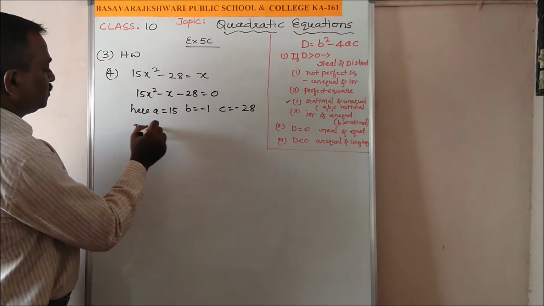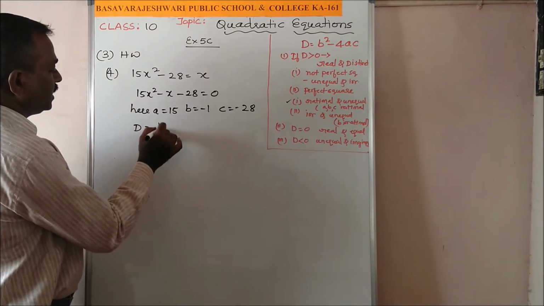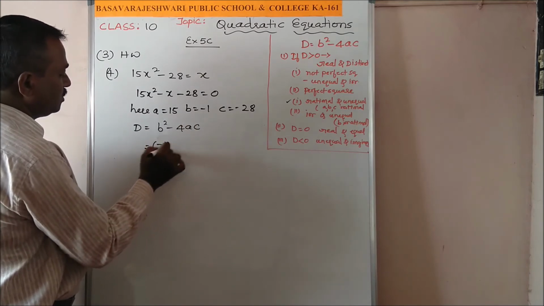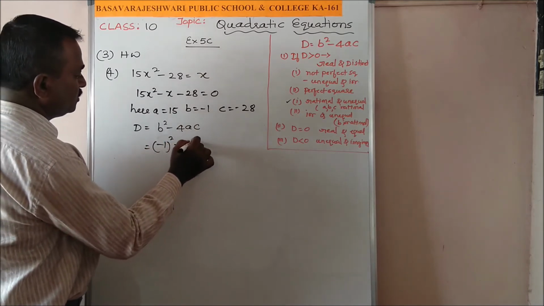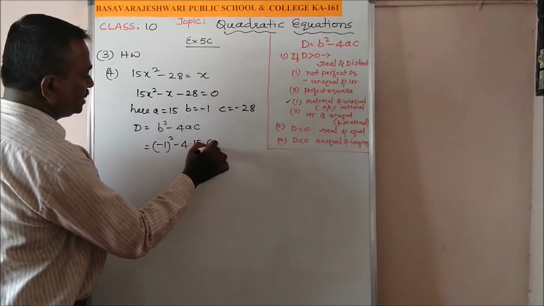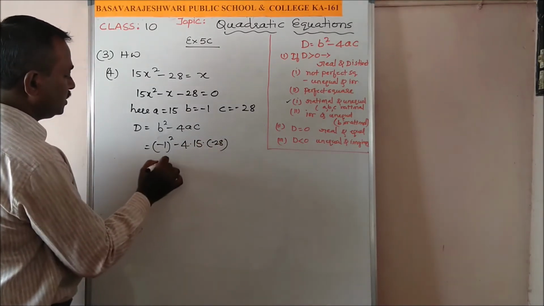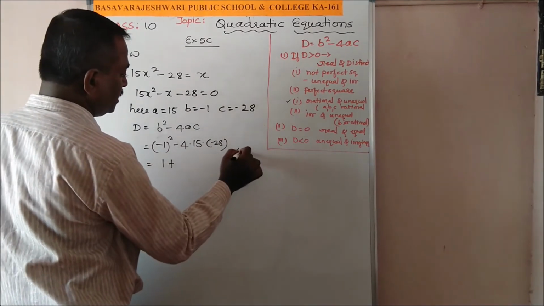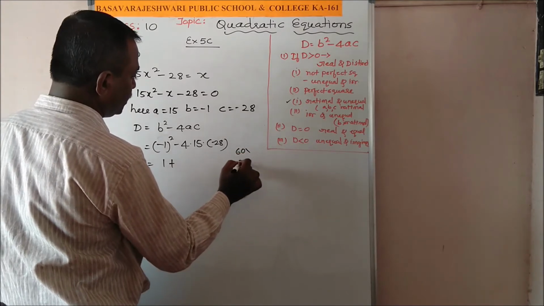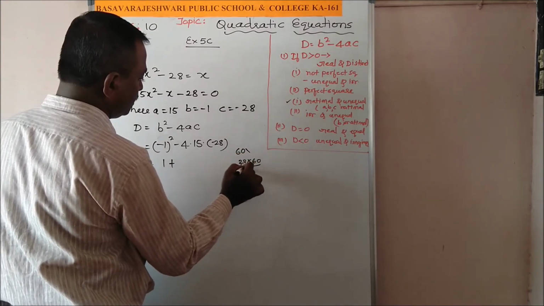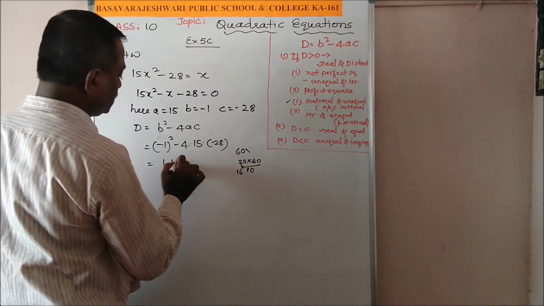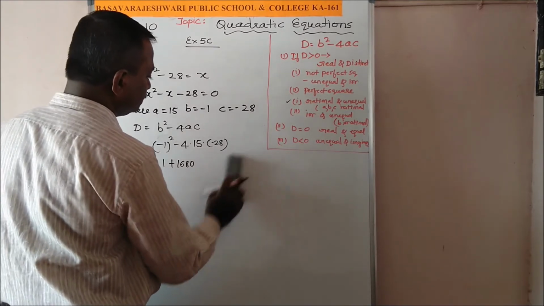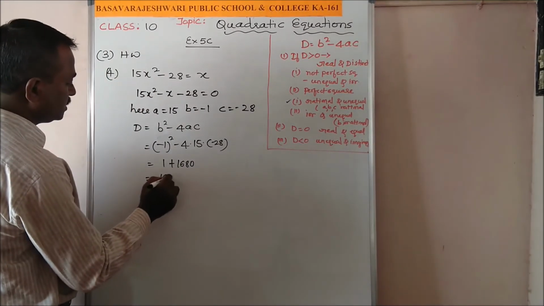So the discriminant is b² − 4ac. b² means (−1)² minus 4 into a, which is 15, into c, which is −28. That is 1 plus 16 into 15, that is 60 into 28, which is 1680. So that is equal to 1681.